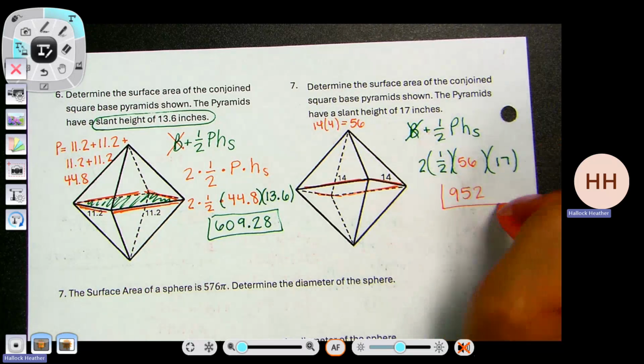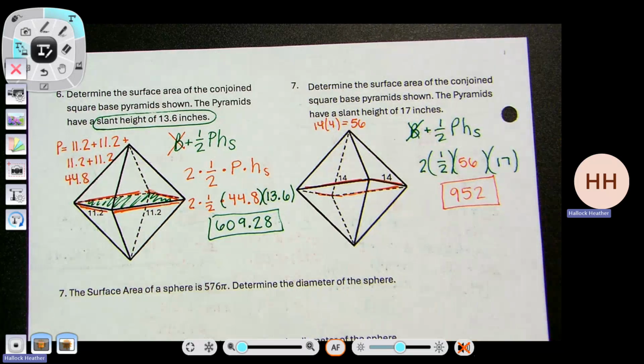Okay, what do we get as our answer? 952. So the big B goes away. You're realistically doubling 1/2, so the 1/2 and the 2 technically cancel. If you don't remember that, it's okay. You're doing the perimeter of the base times the slant height, which is 952.